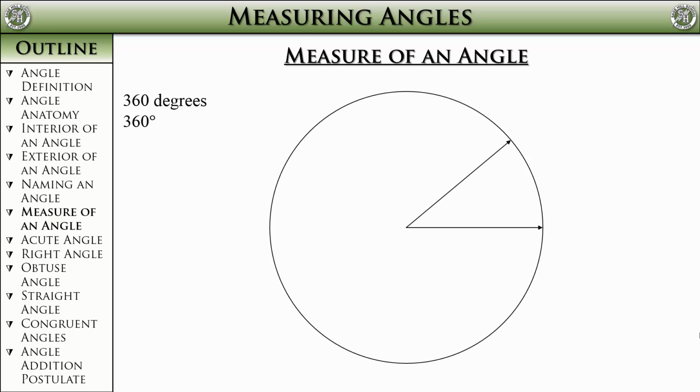When we measure it in degrees, we are basically asking how much of the circle it covers. This angle here happens to be 40 degrees. So that lets us know that this angle's size is such that it takes up 40 degrees out of the 360 degrees total in a circle.